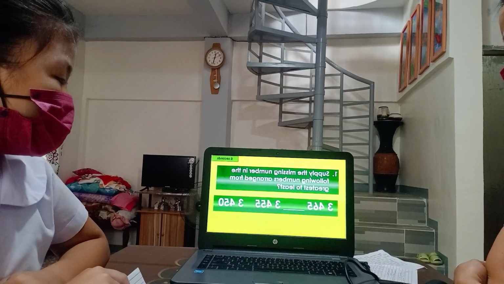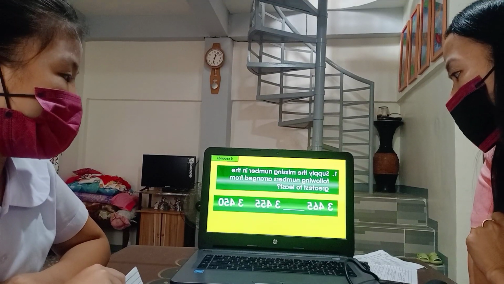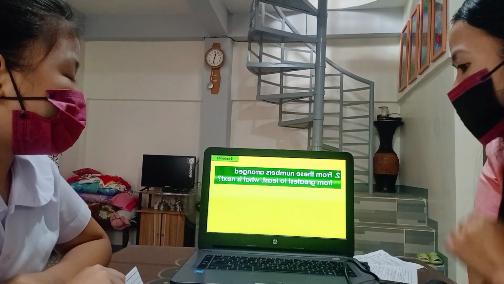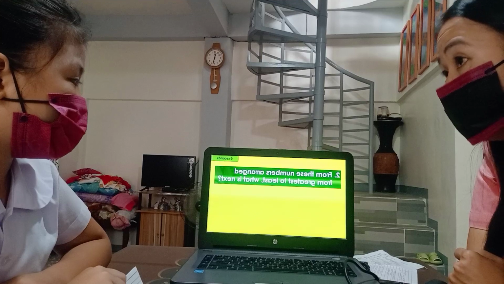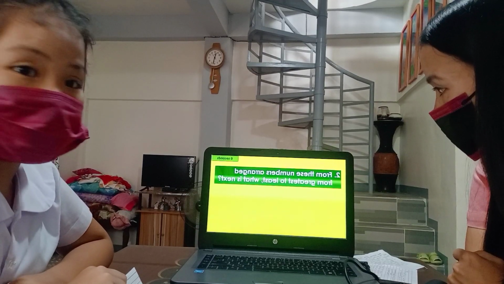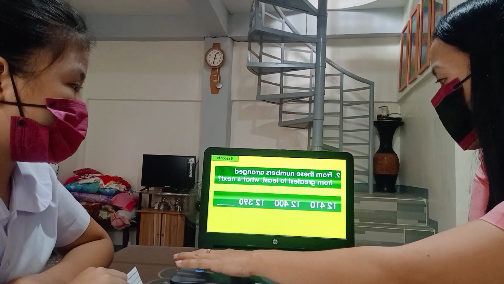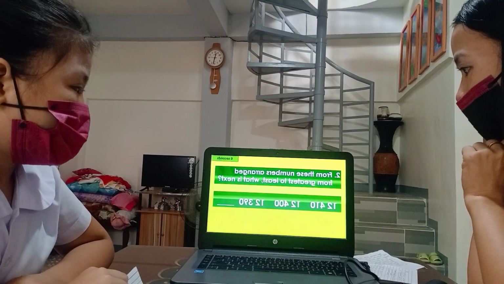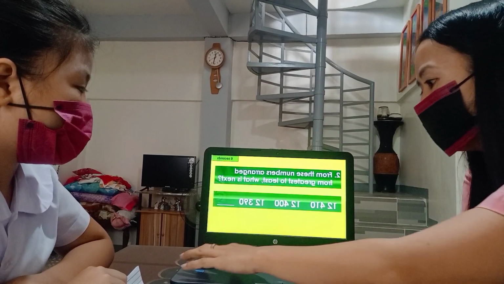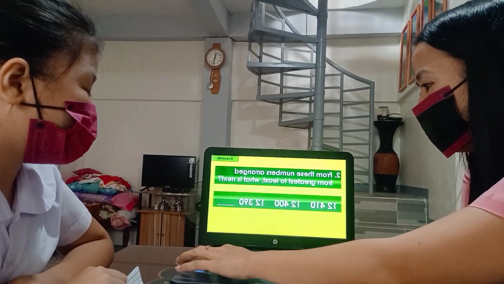3,465, blank, 3,455, and 3,450. 3,460. Very good. Number 2. From these numbers arranged from greatest to least, what is next? 12,410, 12,400, 12,390, and 12,380. Okay, very good, nice answer.